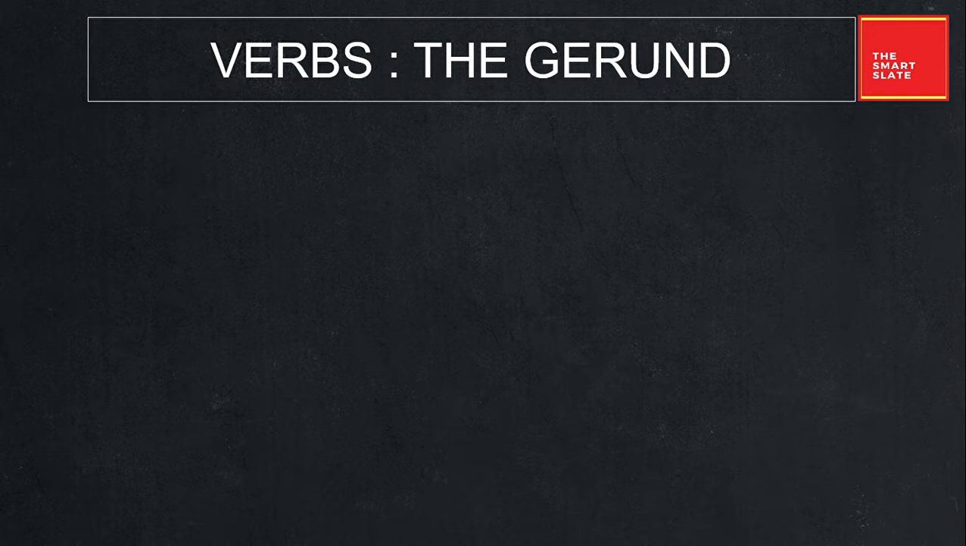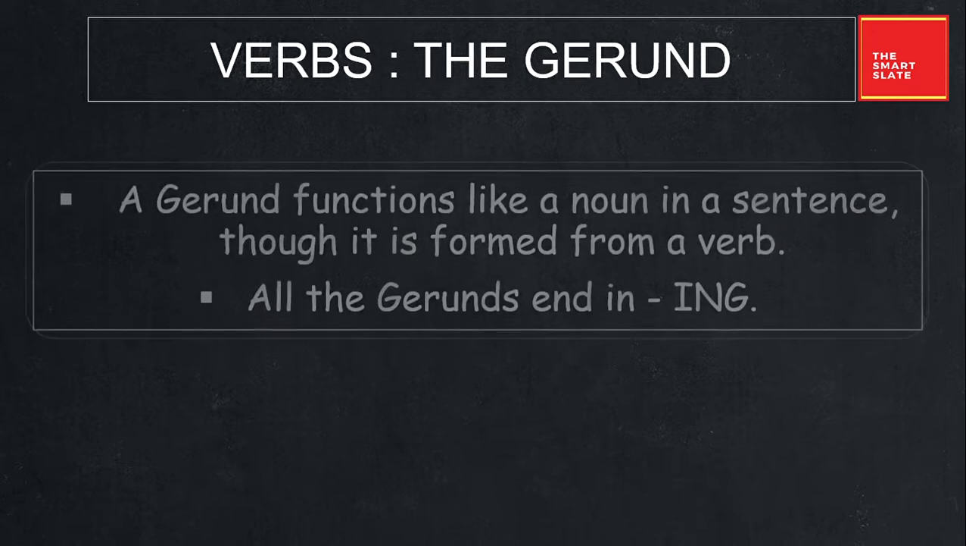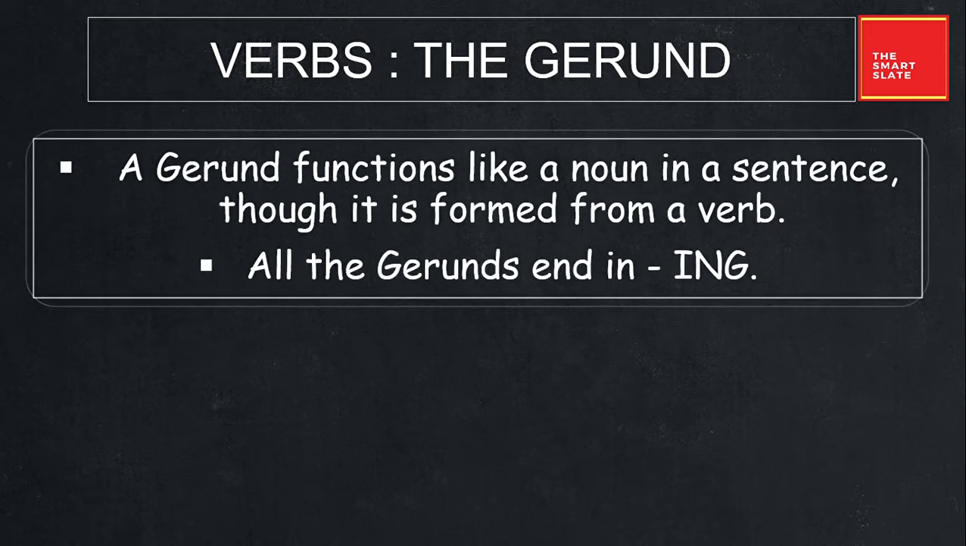Today's video is based on verbs, but the main type of verb we are going to study today is the gerund. Now, what is the gerund? Usually people say when you have ing at the end of a verb, it is a gerund. Yes, you can state the meaning like this, but the actual meaning is that a gerund functions like a noun in a sentence, though it is formed from a verb. Even though it is formed from a verb, it functions like a noun.